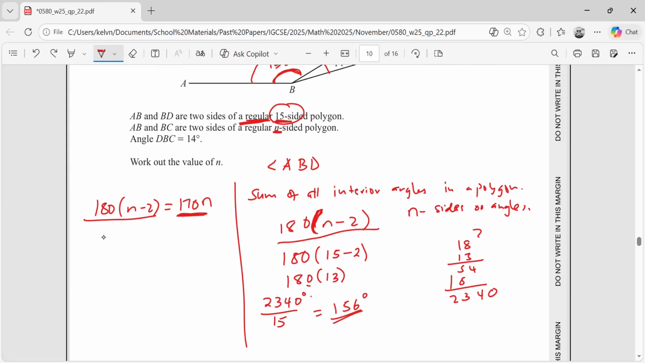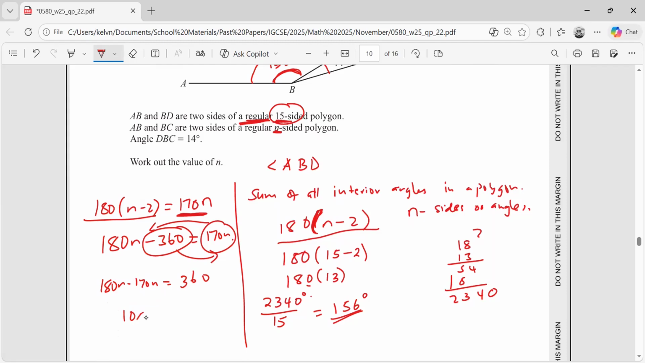So we can open this bracket. It's going to be 180n minus 360 equals 170n. Bringing like terms together, I can bring this 170n to this side and this negative 360 to this side. So I have 180n minus 170n equals positive 360, and then 180n minus 170n is 10n, equals 360, and then we can divide by 10 here and by 10 here. So n is actually 36.